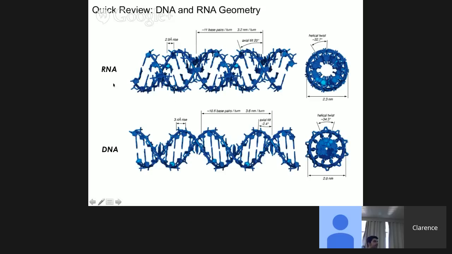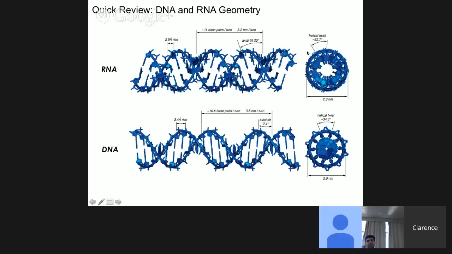Okay. So just a quick review here. RNA and DNA are both double helices, and in that sense, they tend to get mixed up a little bit in the eyes of the general public, because they look very similar. So I'll just point out the minor differences here. There's a little bit of difference in the helicity, the number of base pairs per turn. Small difference in the diameter.